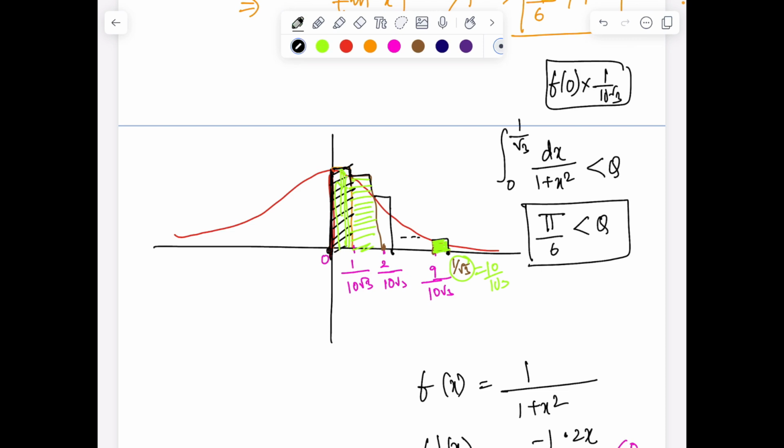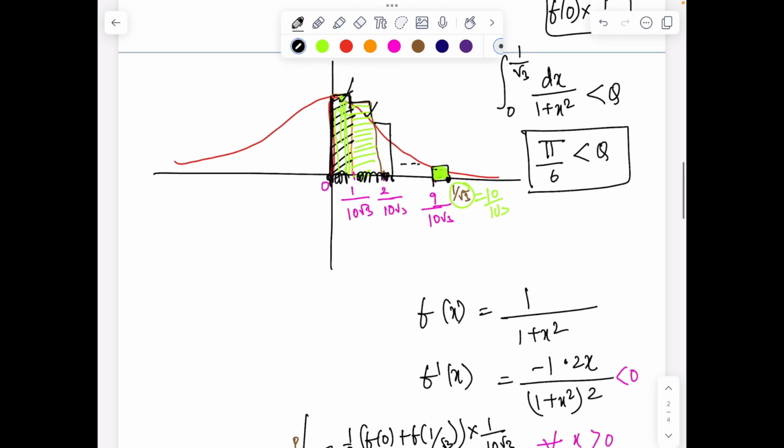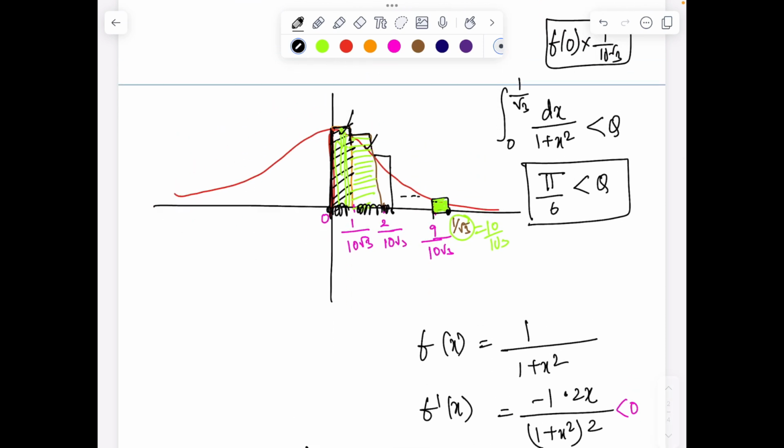So this time if I add the areas, clearly we are overestimating the area under the curve. From 0 to 1 by root 3, if I add these chunks, we have the area f of 0 times this, f of 1 times this, and f of 9 by 10 root 3 times the gapping width, which is constant here. The width of each rectangle is fixed as 1 by 10 root 3.